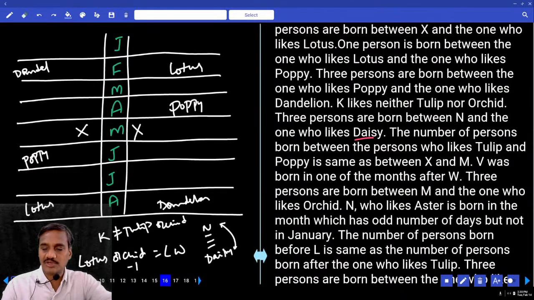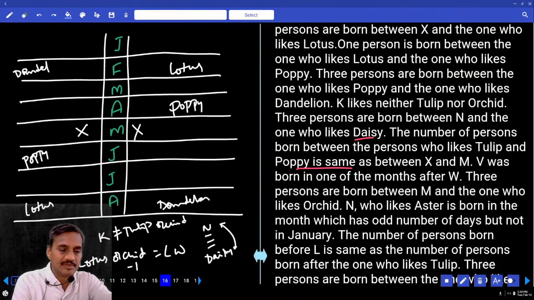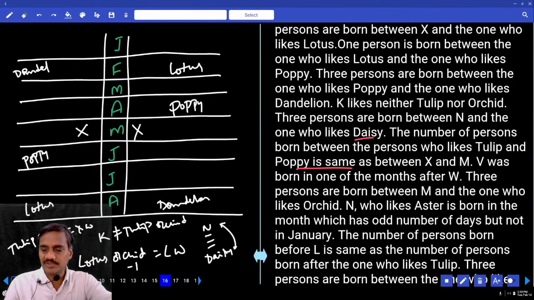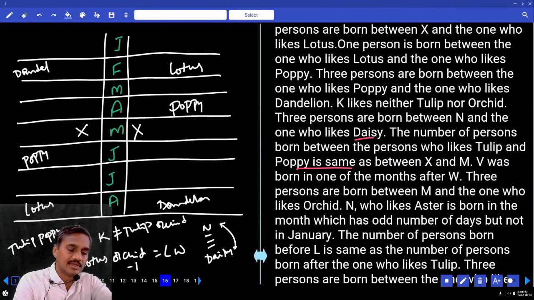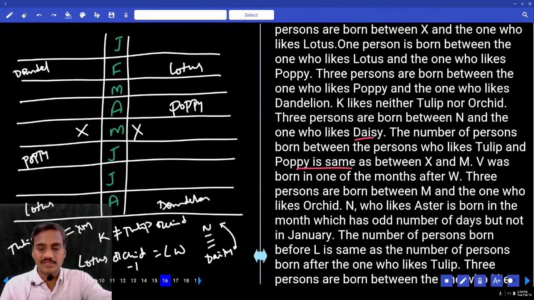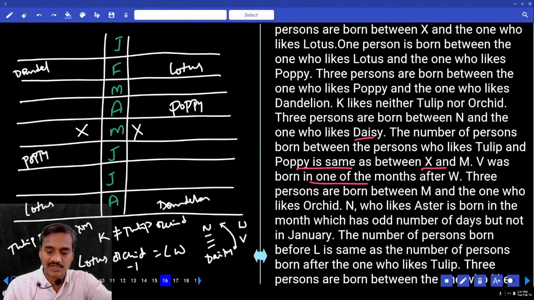Number of persons born between tulip and poppy is same as X and W. Tulip and poppy is same as X and M. Number of persons between tulip and poppy is same as X and M. V was born in one of the months after W. And where is this V? V was born in one of the months after W.